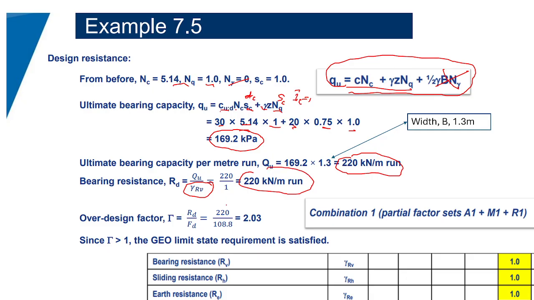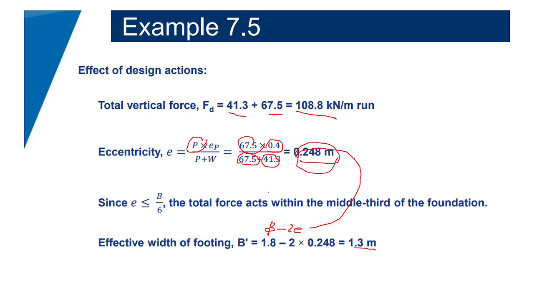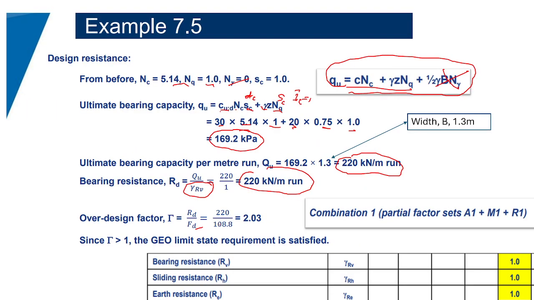This is 220. Earlier in our calculation, the design effects were 108. This is the design effect, and we compare it with the resistance, which is 220. So the ratio is greater than 1, and we can conclude that this is satisfied. The design load is smaller than the resistance. The resistance is the capacity to carry the load acting on it. So this combination is satisfied.